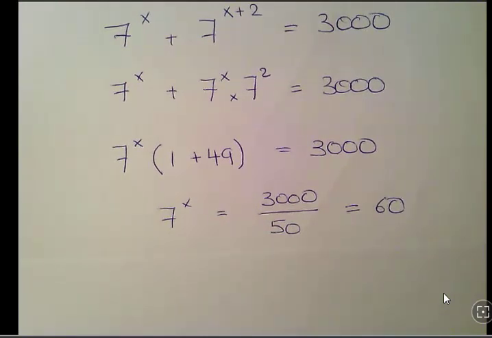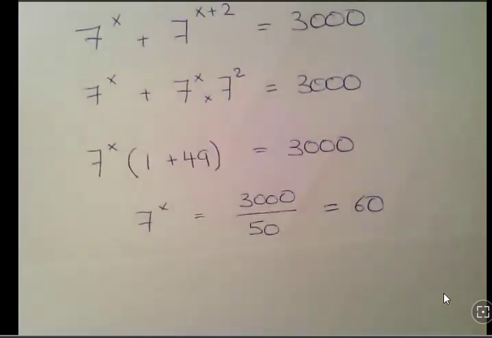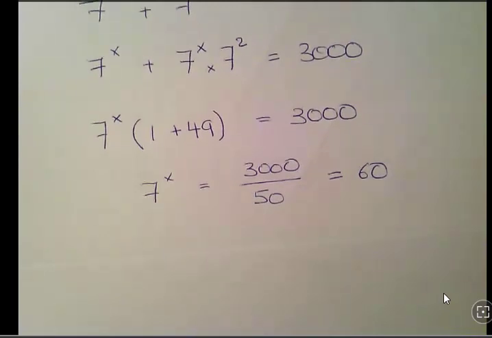So I can rearrange everything there. Divide both sides by 50. We're left with 7 to the x, and 3000 divided by 50 is simply 60. So to sum up, 7 to the power of x is equal to 60.